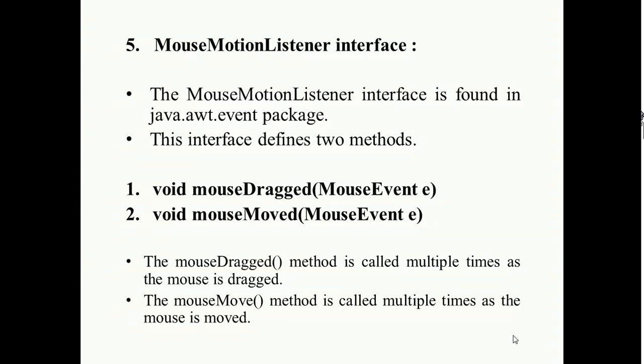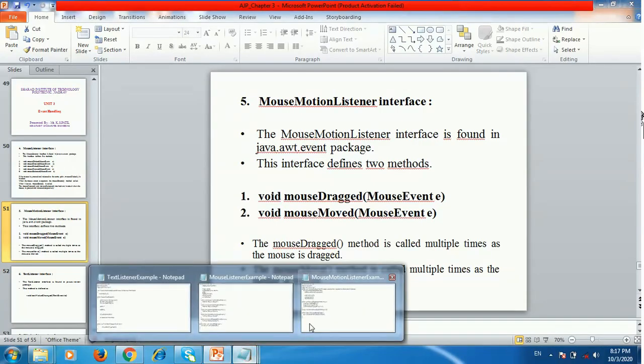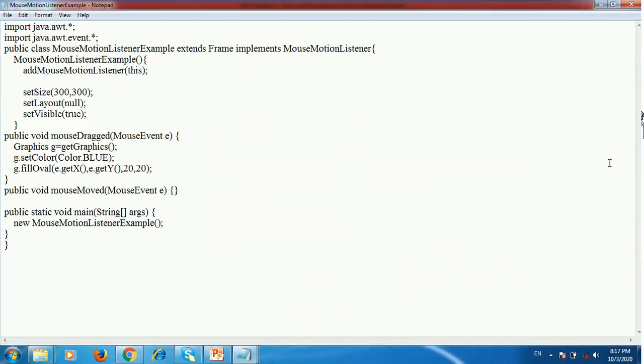Now see one example of the mouse motion listener interface. First import the two packages, import java.awt.* and import java.awt.event.*. After that, create a class MouseMotionListenerExample that extends Frame and implements MouseMotionListener. Then create a constructor MouseMotionListenerExample. In that, use the method addMouseMotionListener(this).